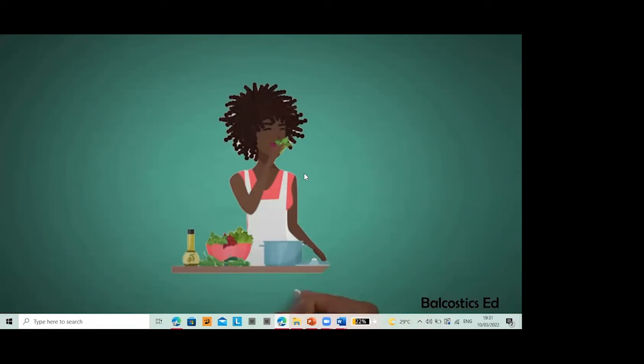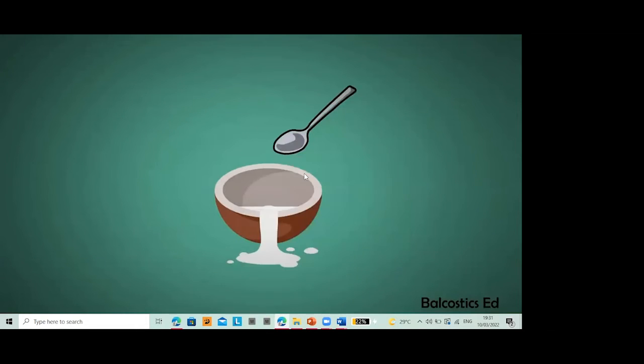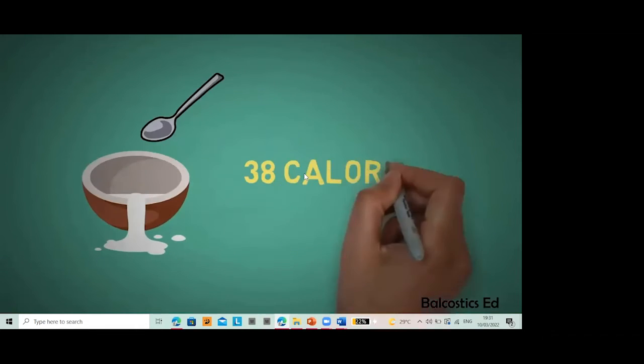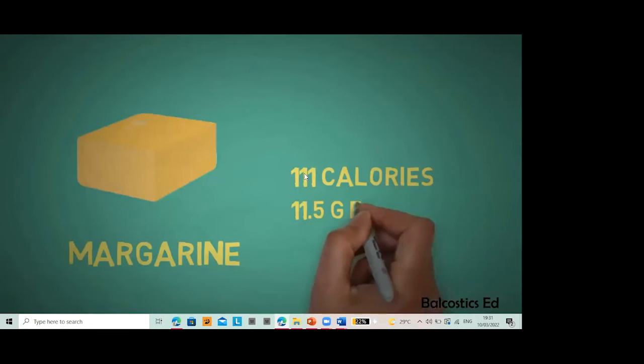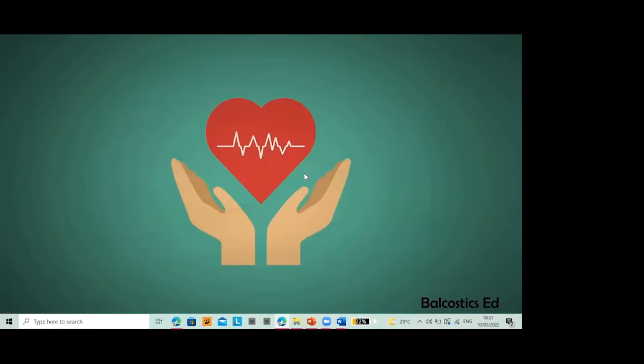Moreover, the traditional way of cooking with coconut milk for flavor is better than using margarine, which is often substituted in porridge, rice and peas, and soups. A tablespoon of coconut milk has only 38 calories and 4 grams of fat, compared to 111 calories in the same amount of margarine and 11.5 grams of fat. Also, the fat in coconut is healthier for the body than margarine fat.